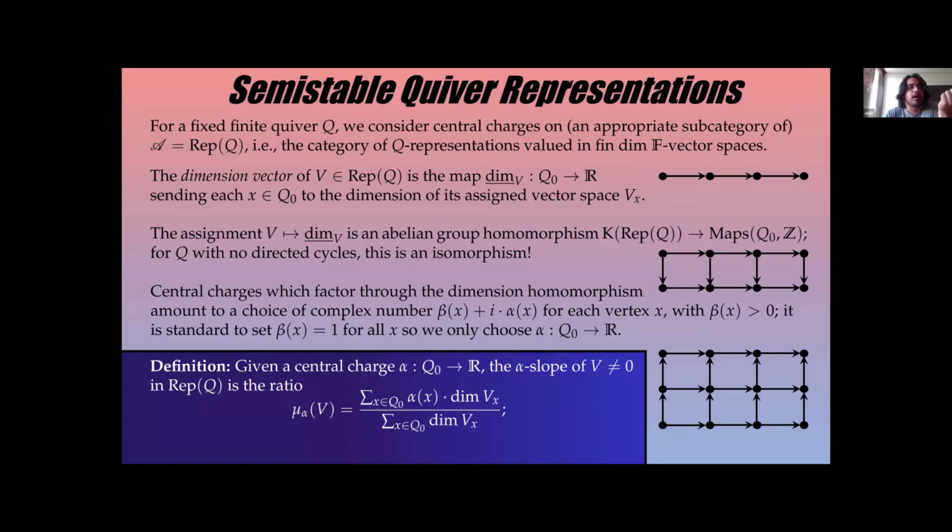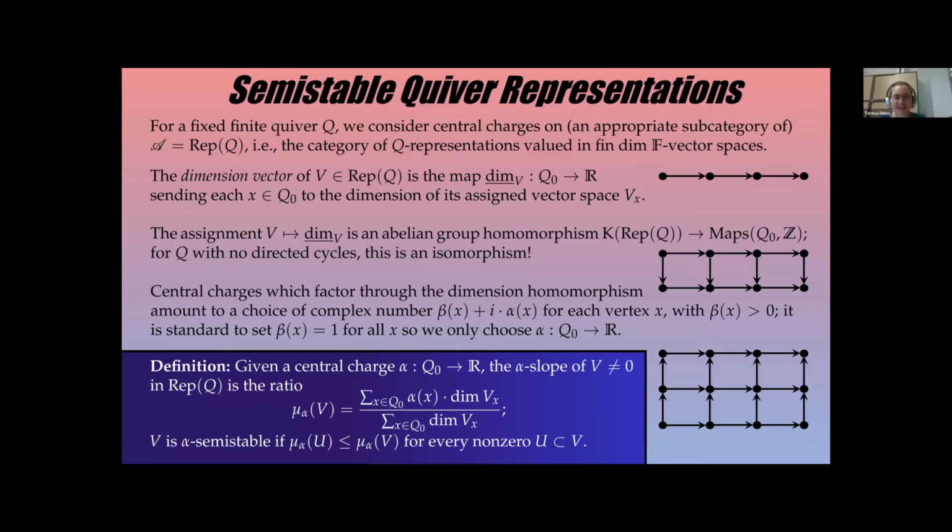Okay, here's a definition. If I have a central charge, which is just assigning a single real number to every vertex, the alpha slope of a non-zero representation is that ratio. You take the alpha-weighted combination of the dimensions and divide it by the total dimension. That's it. And remember that semi-stability still works the same way. V is semi-stable with respect to alpha if for every non-zero subrepresentation the slope of the subrepresentation is smaller than or equal to the slope of the big representation.